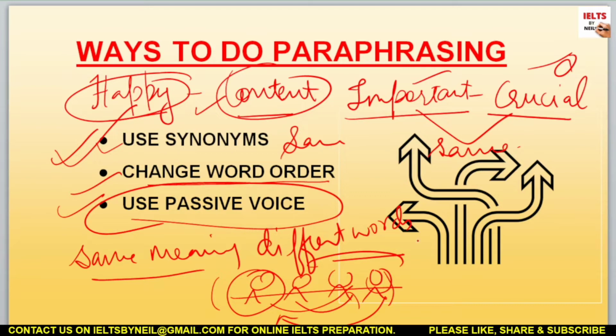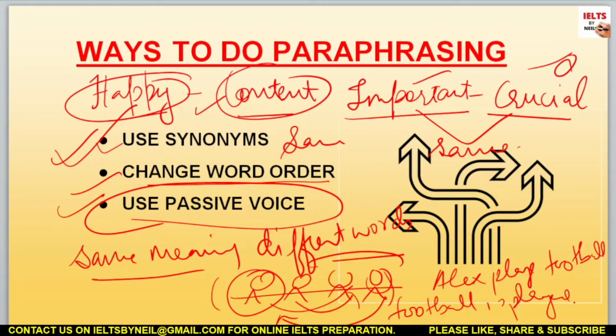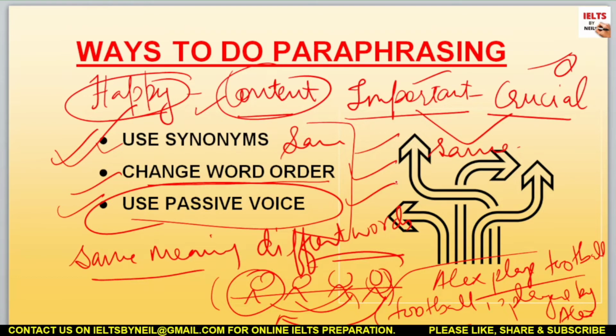I hope you all know the passive voice. Let me give you a very small example for the passive voice. If I say Alex plays football, that is active voice, right? Football is played by Alex, that is passive voice. Okay, so whenever we have to do the paraphrasing, we have to remember these 3 things: synonyms, change the word order, and use of passive voice, right? So you have to remember all 3 for a better paraphrasing. And of course you have to learn some synonyms, right?